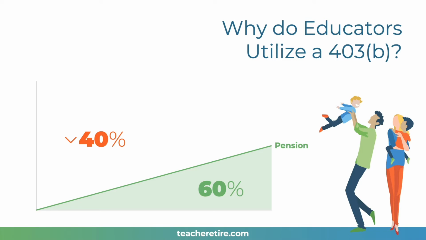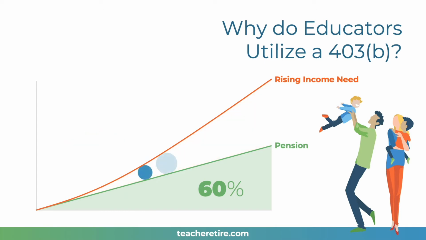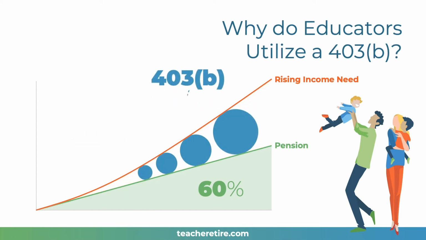Additionally, you must deal with inflation. Inflation is the cost of goods and services rising over time, or things getting more expensive. Most annual pension raises are less than inflation. Because of this, your pension benefit becomes less powerful over time. Educators utilize a 403(b) retirement plan to save funds from their paycheck and invest them with the idea of creating a nest egg to draw from, helping them to deal with these challenges in retirement.